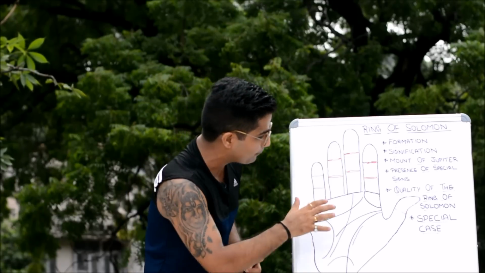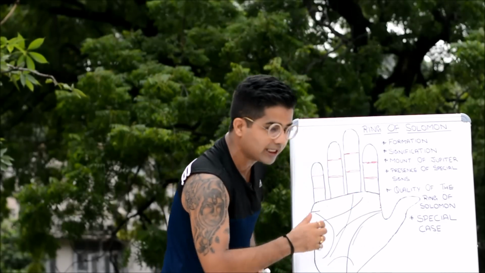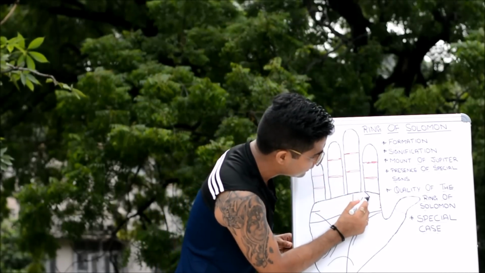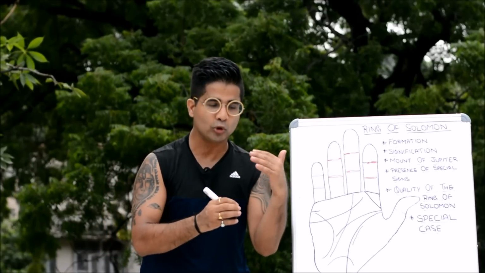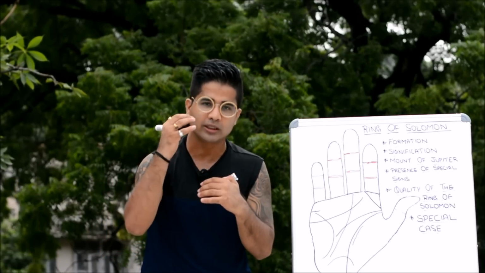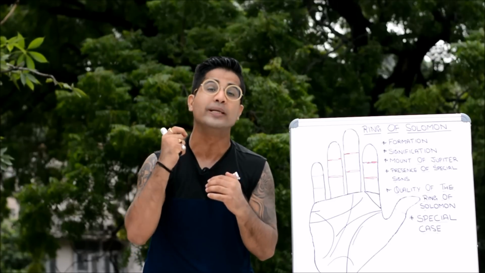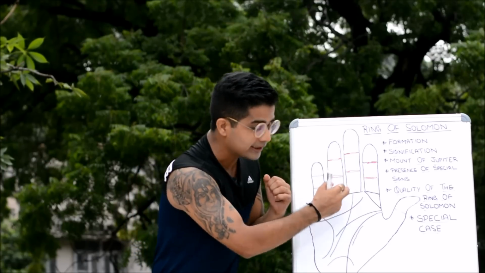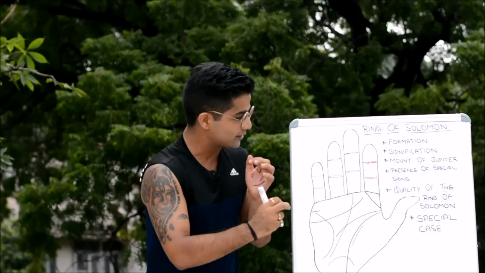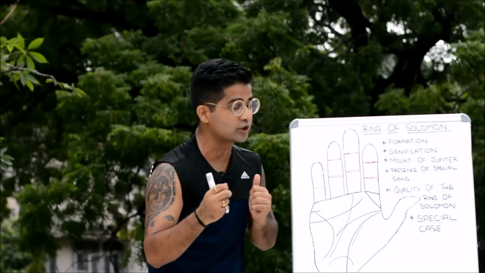And let's say, for example, when you find it in a straight kind of formation, something like this, then this will have a logical aspect to it. So the probing into another person's life or into human nature would remain part of that person's personality, but it would have a logical touch to it. So this is the formation and signification of the Ring of Solomon.